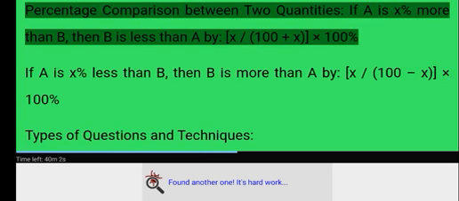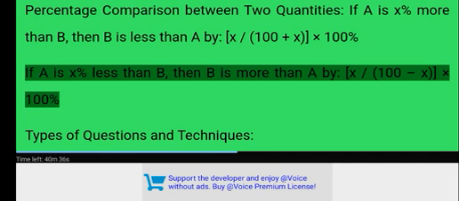Percentage comparison between two quantities. If A is x% more than B, then B is less than A by x divided by (100 plus x) times 100%. If A is x% less than B, then B is more than A by x divided by (100 minus x) times 100%.